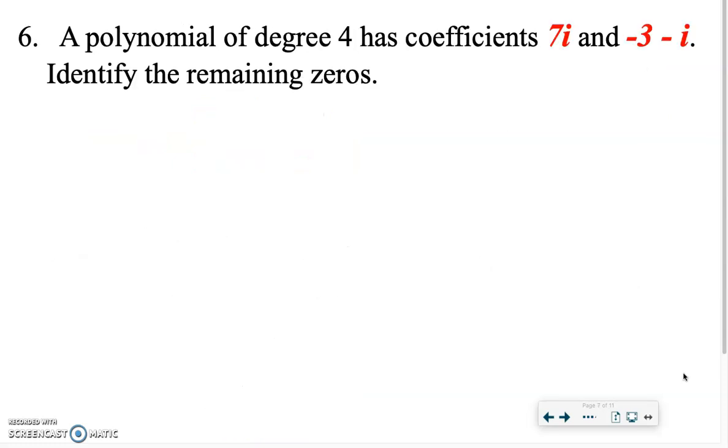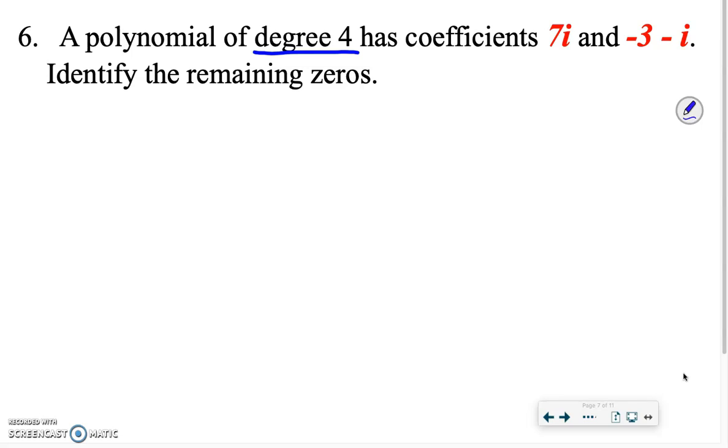All right, so next up, number 6. Now this one may sound a little bit intimidating at first until we actually give it a second look and recognize that it's actually pretty straightforward, so long as we remember one little thing. Reading through it, it says that a polynomial of degree 4, I'm going to stop there for a second. If we have a polynomial of degree 4, how many zeros are we expecting? How many factors are we expecting? 4. Okay, good, so we haven't forgotten that part.